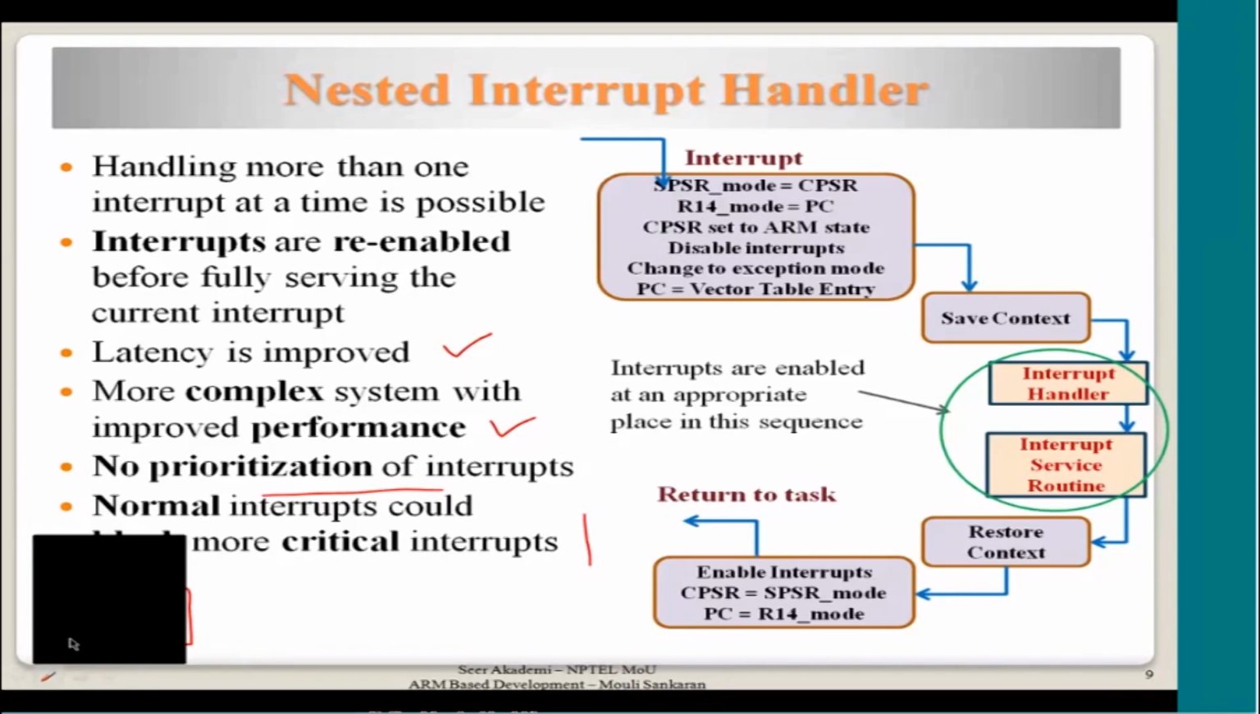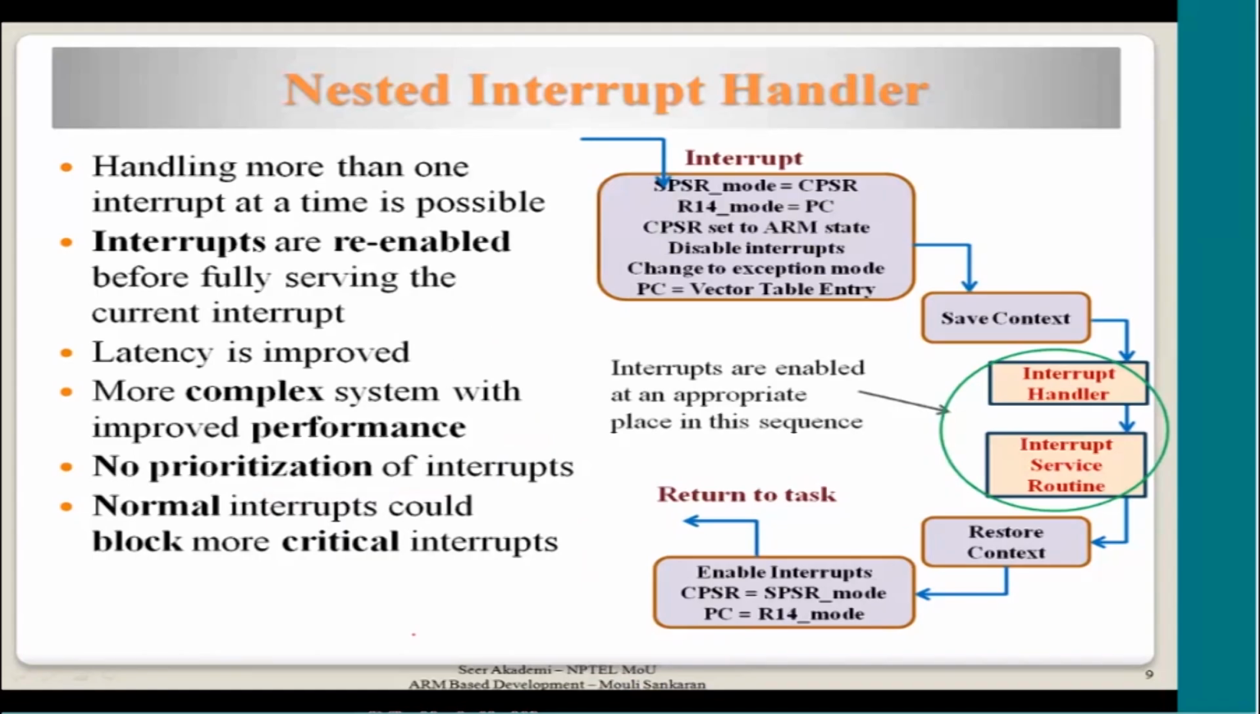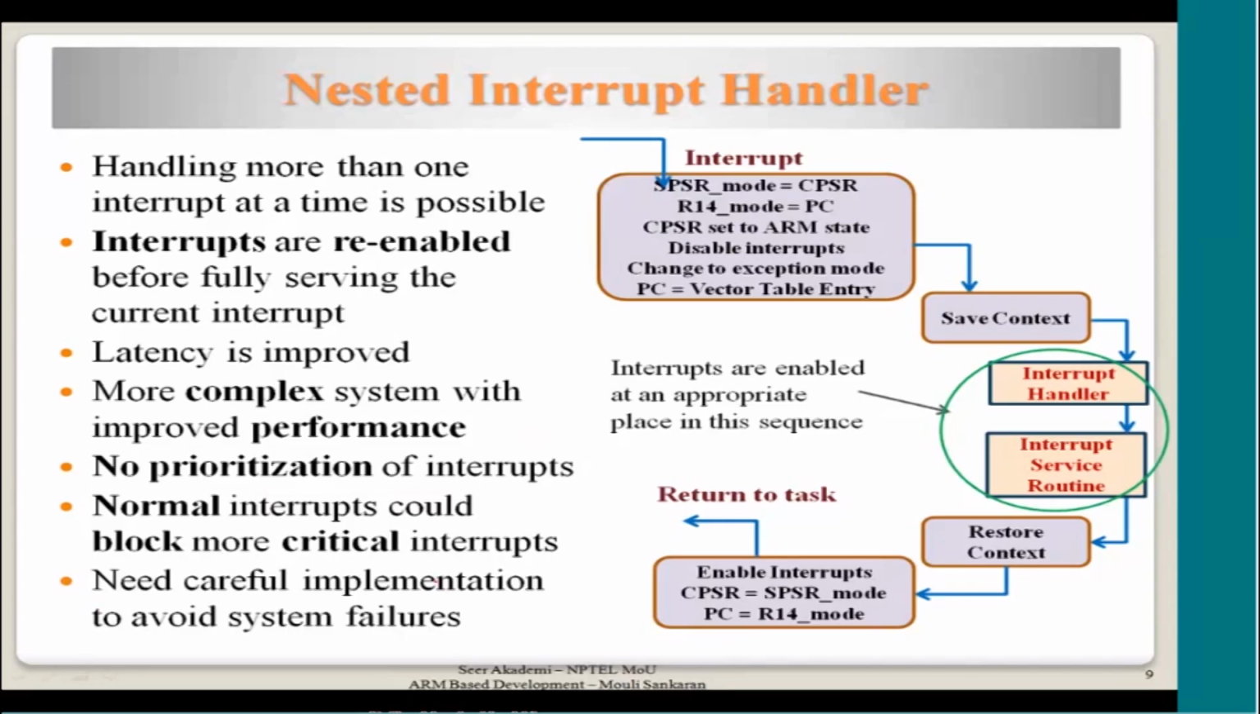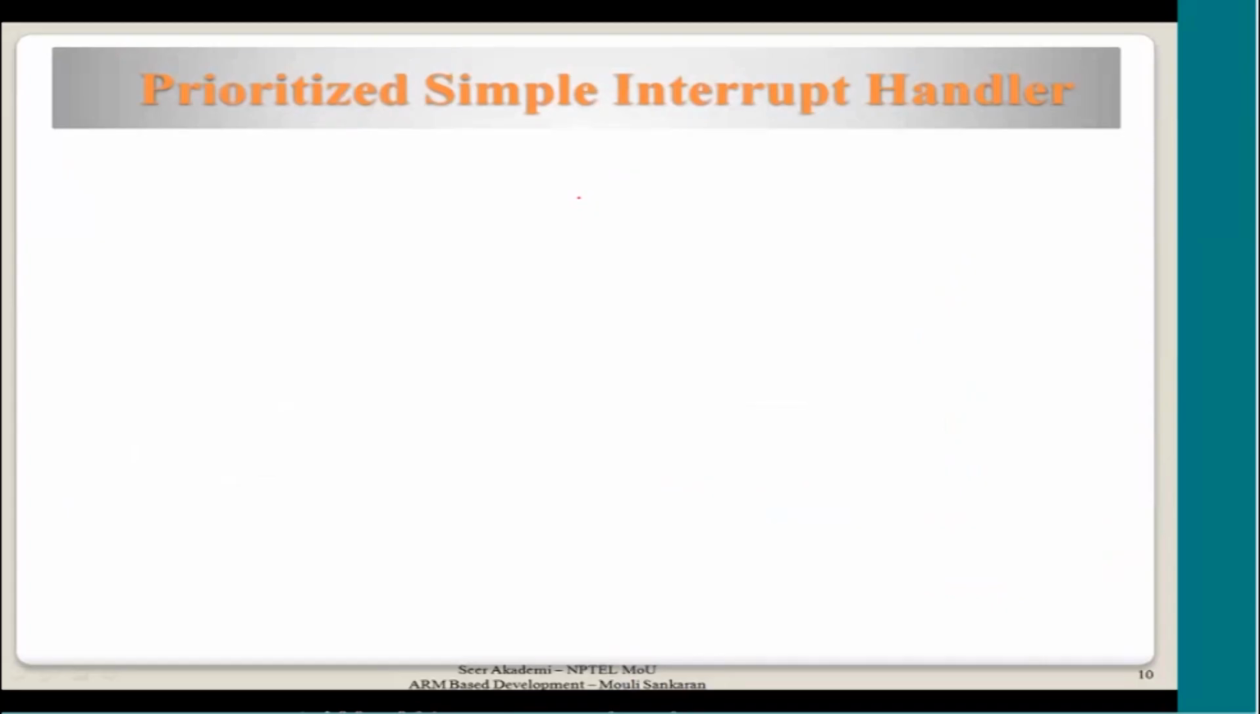So one more level of complexity is providing a priority among the different sources of interrupt. That is one drawback, and it needs careful implementation, because you are enabling the interrupt. You had better be careful that the context you have saved is not mixed with one more interrupt which is going to come. It might come. I will be showing you an example of nested as well as non-nested, so it will become clear to you. Now, what are the other ways of handling?